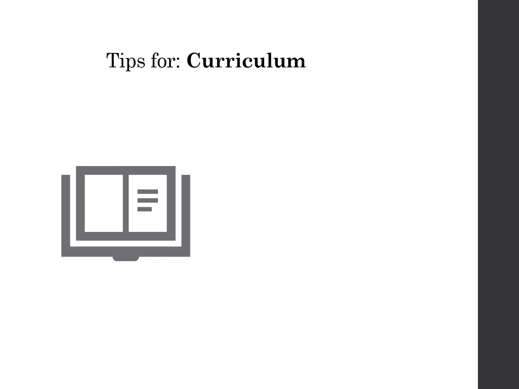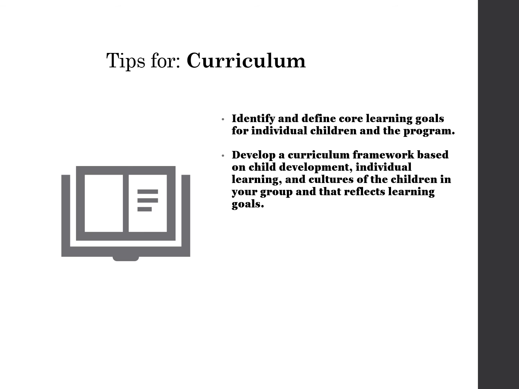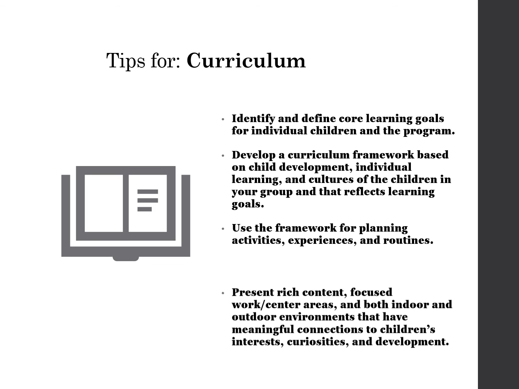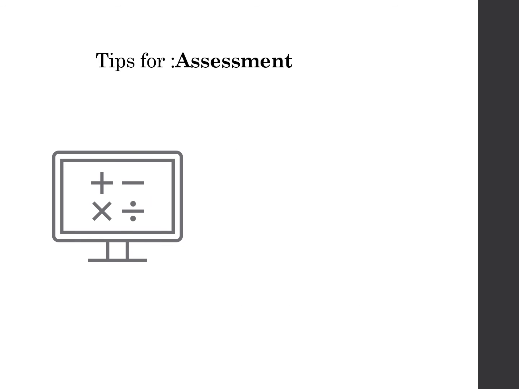Tips for curriculum. Identify and define core learning goals for individual children and the program. Develop a curriculum framework based on child development, individual learning, and cultures of the children in your group, and that reflects learning goals. Use the framework for planning activities, experiences, and routines. Present rich, content-focused work center areas and both indoor and outdoor environments that have meaningful connections to children's interests, curiosities, and development. Allow for flexibility in programming.